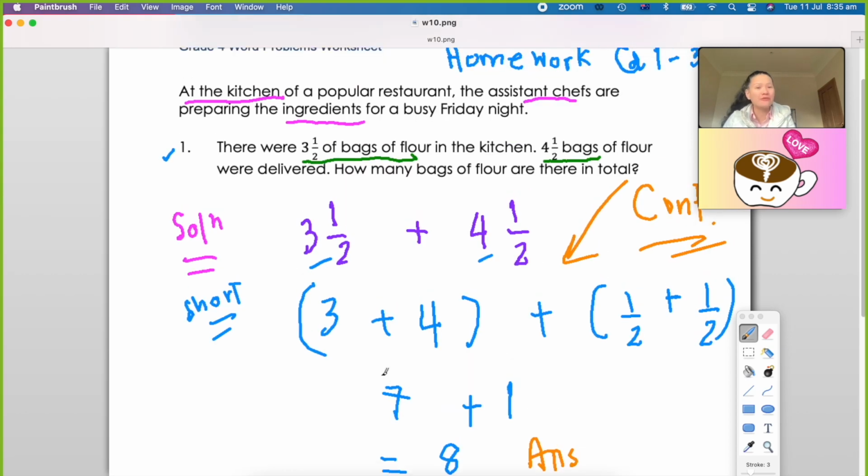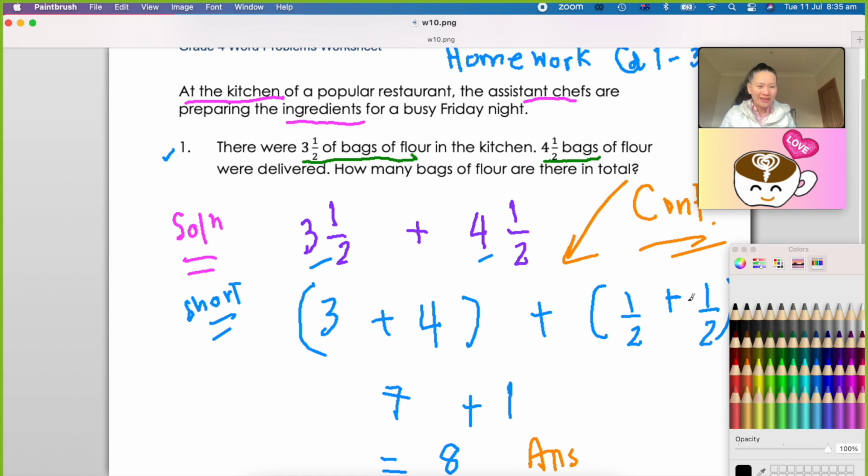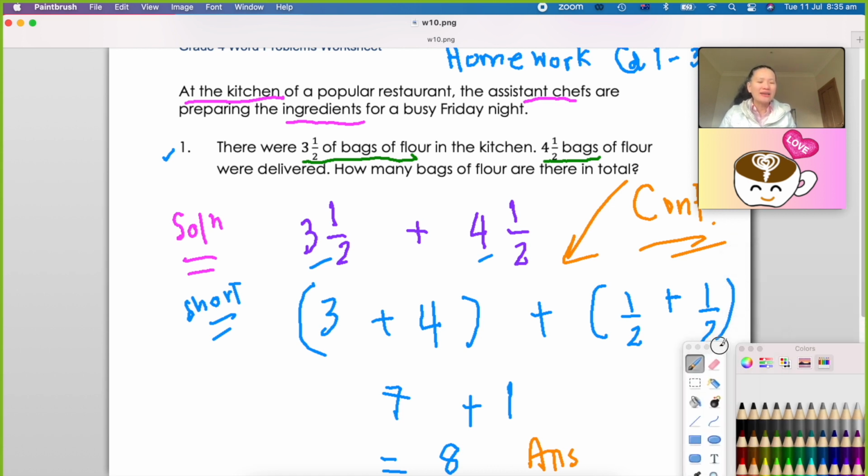I told you that for number one, we have another method to calculate them as well. So I would like to show you another method. Grace, can we recap? Can you read the question again, please?